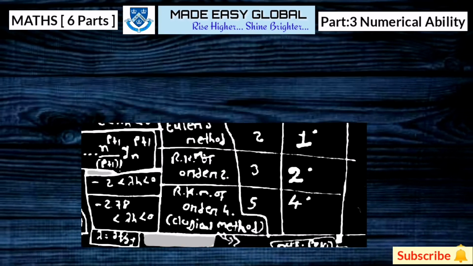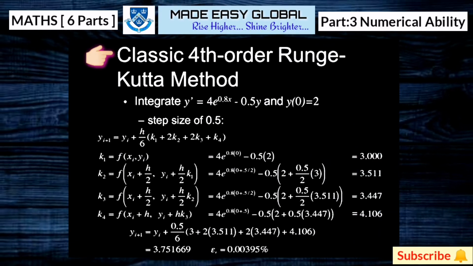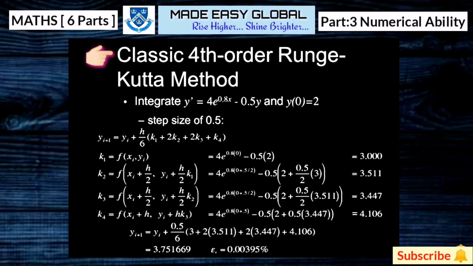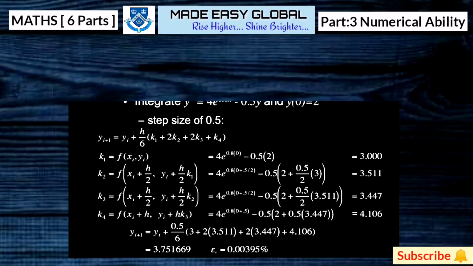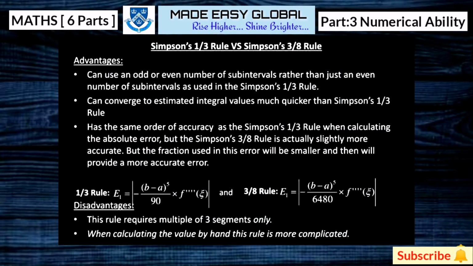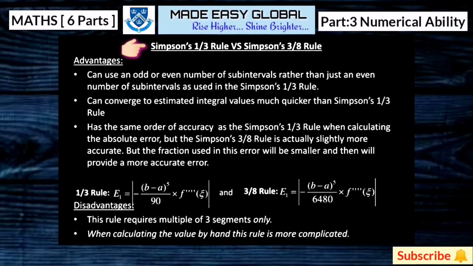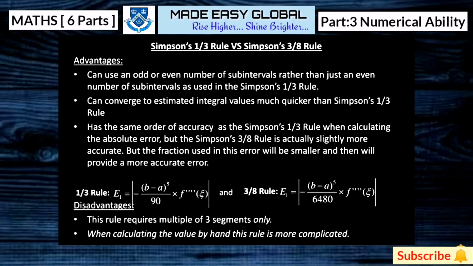Here as you can see that there is one example also for the fourth order Runge-Kutta method, or you can say the classical Runge-Kutta method. Then these are some advantages and disadvantages for the Simpson's 1/3 rule versus Simpson's 3/8 rule.